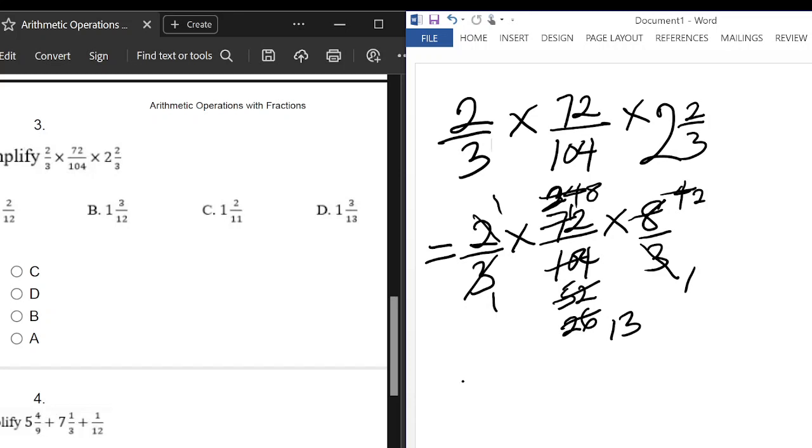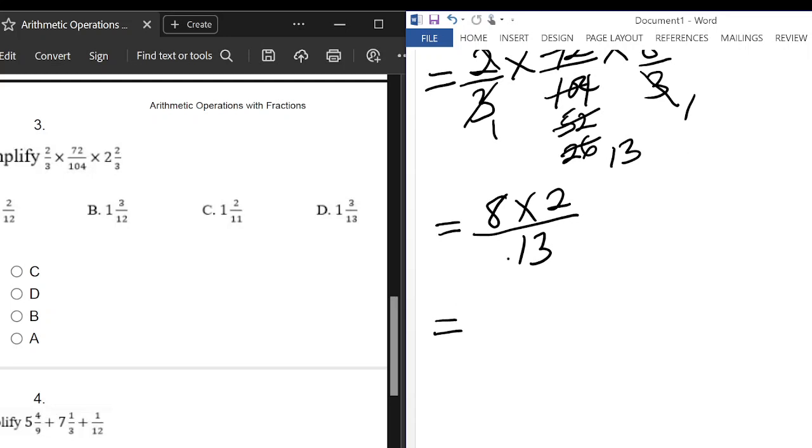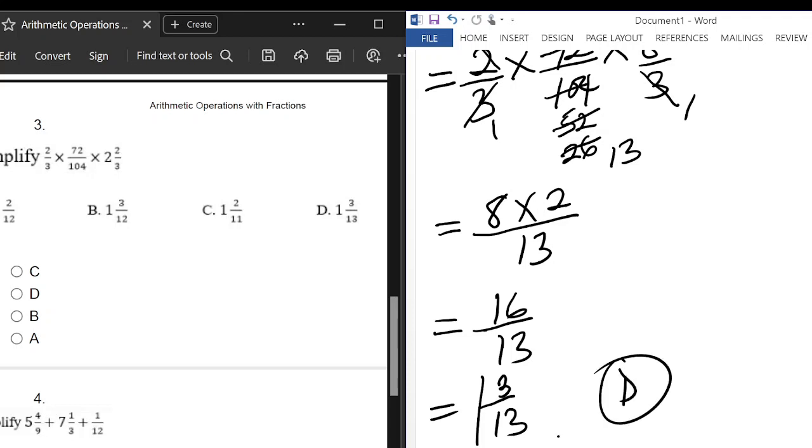Nothing. So all we have left here is 8 multiplied by 2 divided by what? 13. And that gives us 16 divided by what? 13. And that gives 1 whole number, 3 all over 13. And that is option D. So you can see it. See there. So we move to the next one.